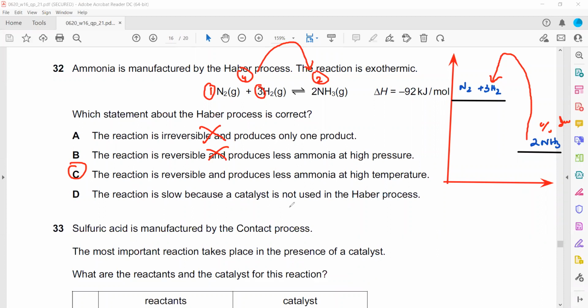The reaction is slow because the catalyst is not used. When we use a catalyst here, the reactions are faster, so saying the reaction is slow because of a catalyst is totally wrong, because a catalyst alters the speed or the rate of reaction.